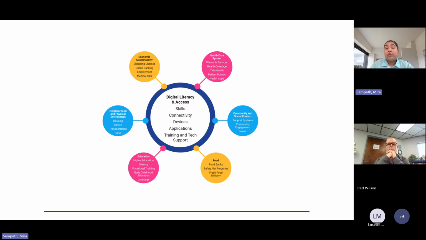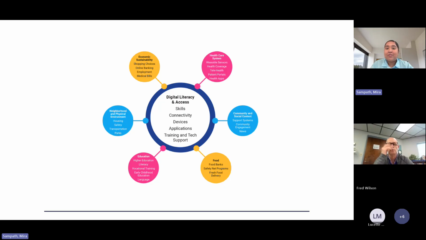Food. If you're food insecure and you have broadband connectivity and the skills to use the internet, you can look up information about food banks or safety net programs or how to access fresh food delivery. Really just resources that could help you mitigate that food insecurity.